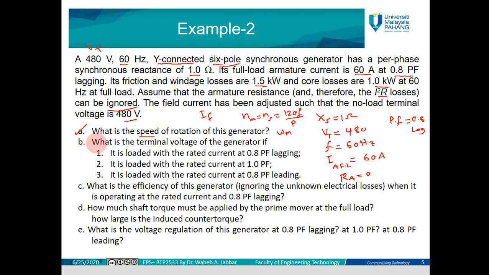The second part, the step b or section b, is more repetitive.